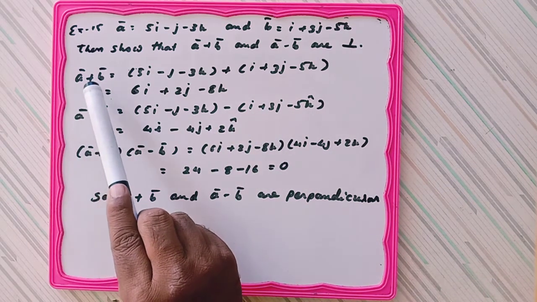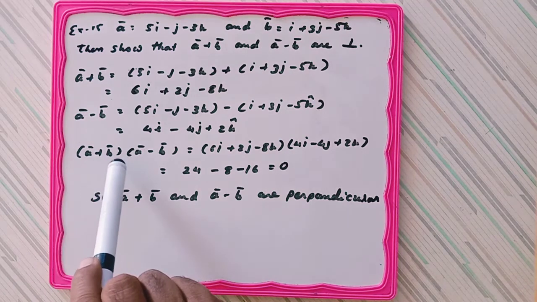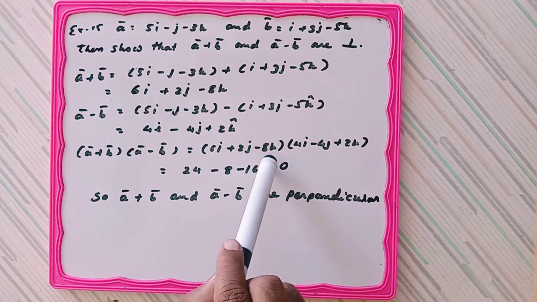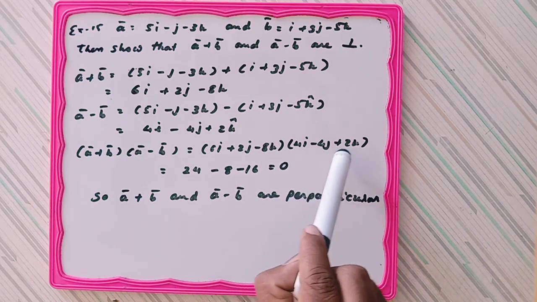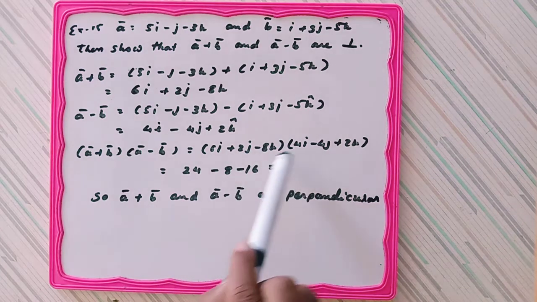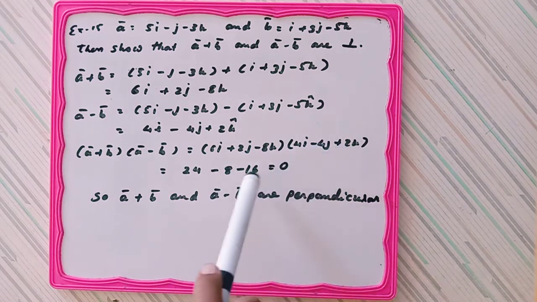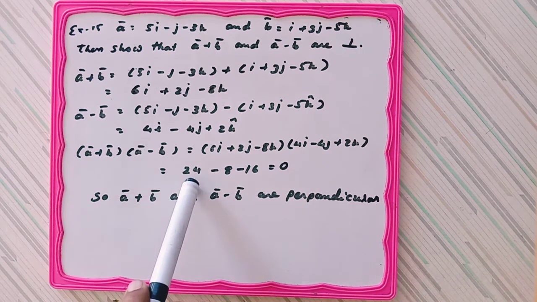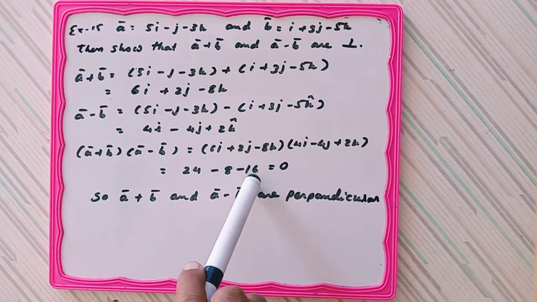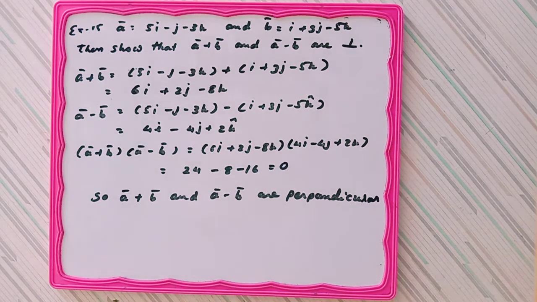Now we take the dot product of these two, a bar plus b bar and a bar minus b bar. Then (6i plus 2j minus 8k) dot (4i minus 4j plus 2k). So 6 fours are 24, plus 2 times minus 4 is minus 8, plus minus 8 into 2 is minus 16. And so 24 minus 8 minus 16 will be 0. So the dot product is 0, and we can say that a bar plus b bar and a bar minus b bar are perpendicular to each other.